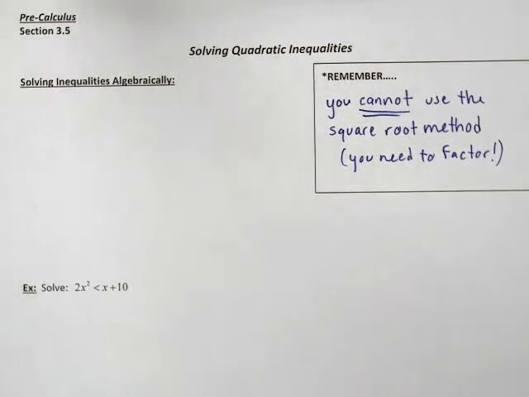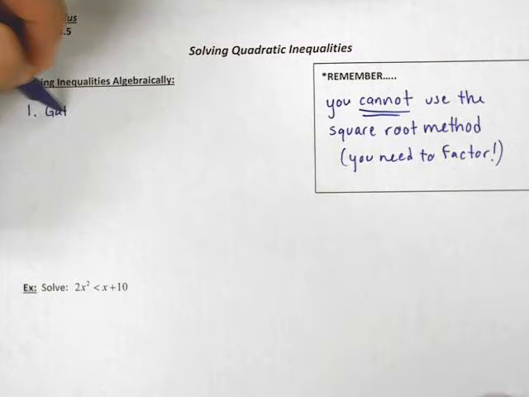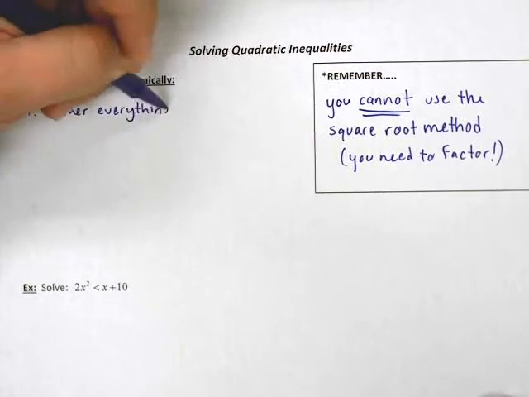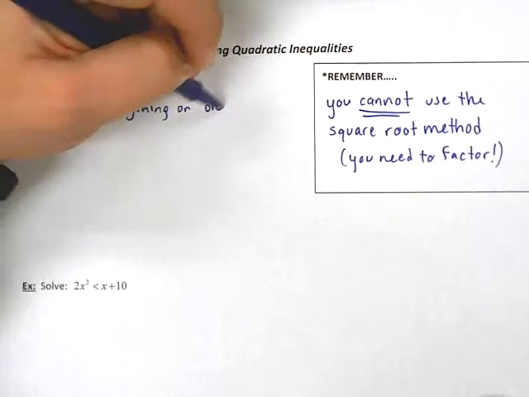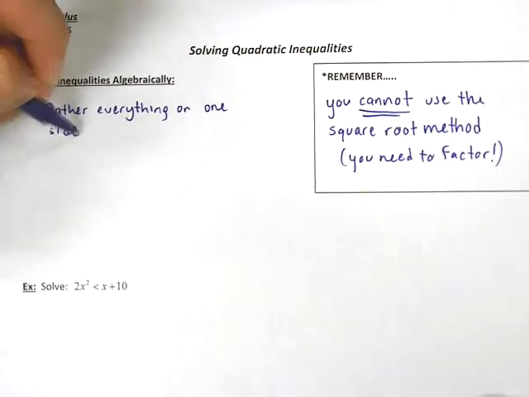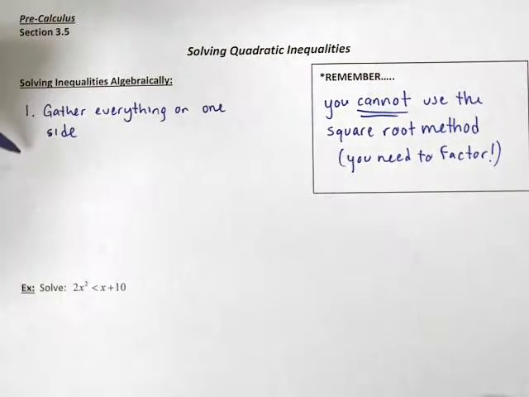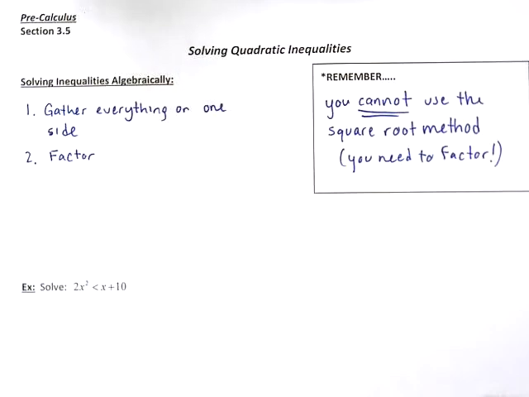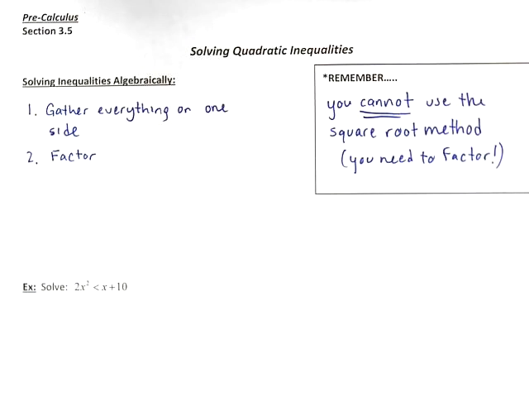We know the first thing we're going to have to do is we need to gather everything on one side. Why do we need to gather everything on one side? Because we need to be able to factor. Okay, you can't factor unless everything is on one side.